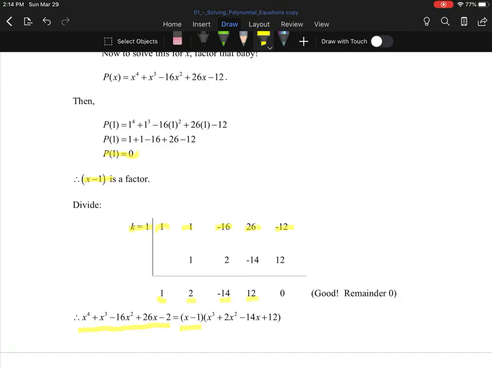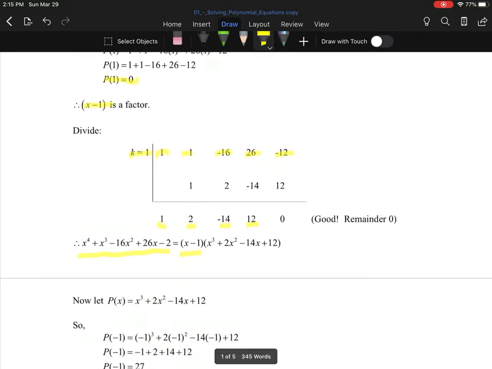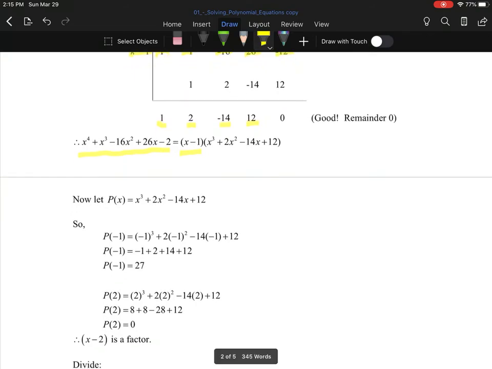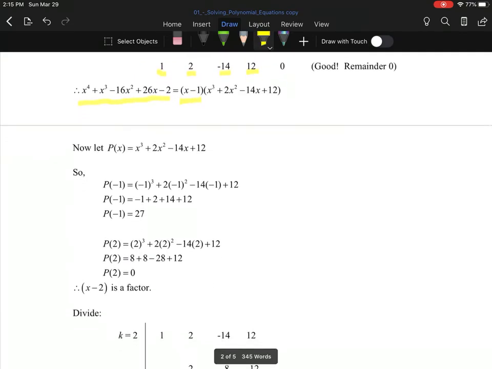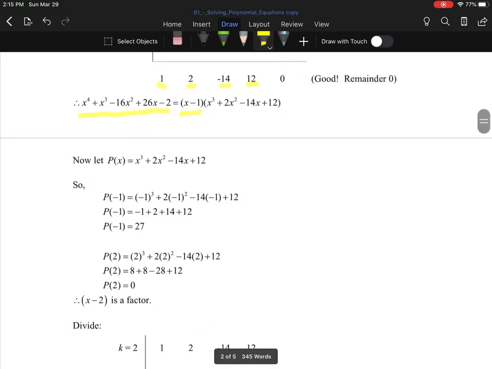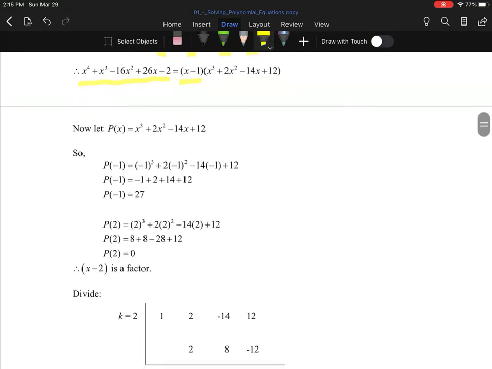I found x minus 1, and then through synthetic division, I found these other coefficients, x cubed plus 2x squared minus 14x plus 12. So the procedure is pull off one of the degrees. So what was a degree 4 function is now a degree 3 function. And then I go after that. I let p of x equal x cubed plus 2x squared minus 14x plus 12, the other part of this thing, and I sub in other numbers.